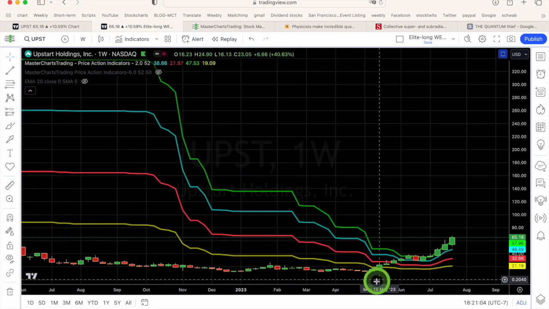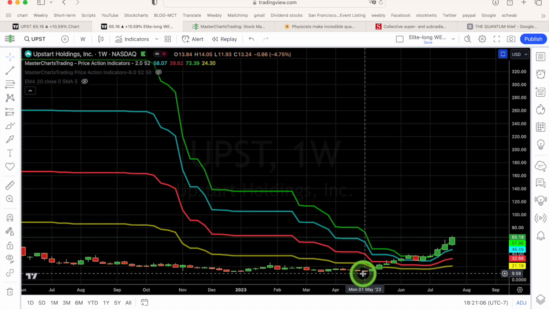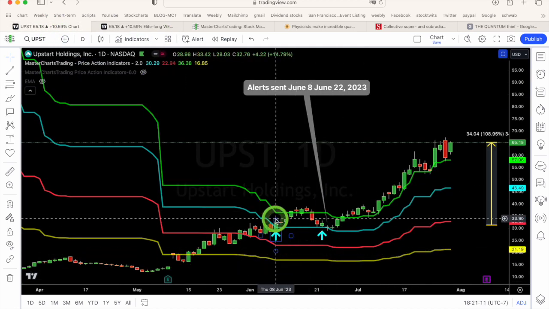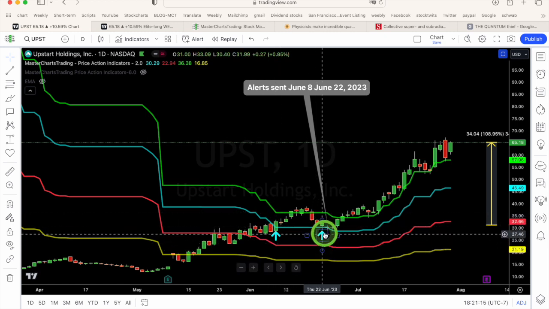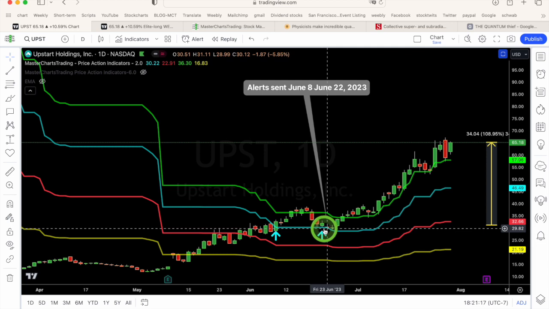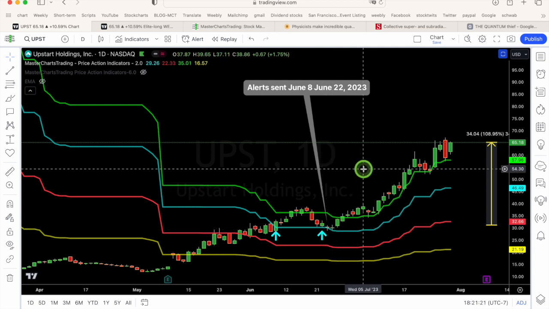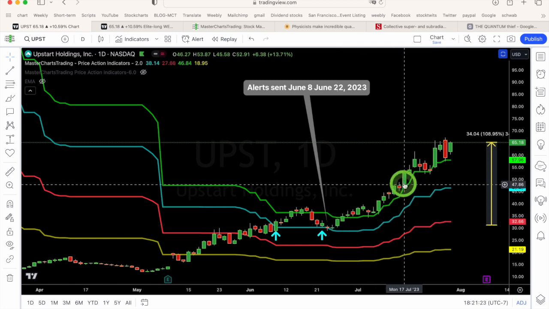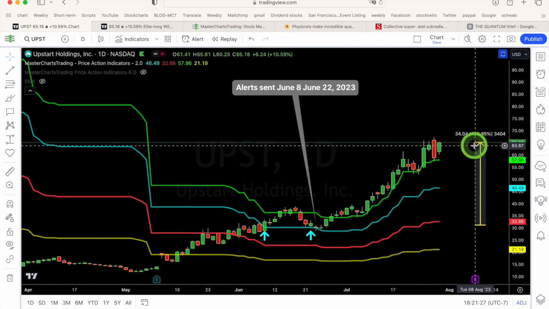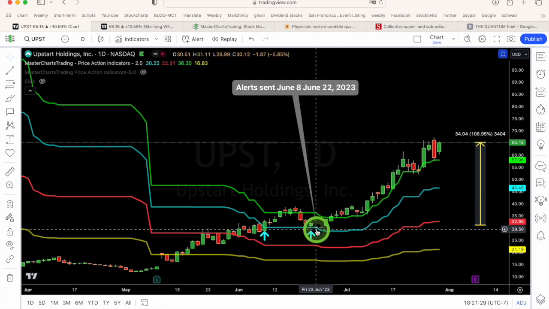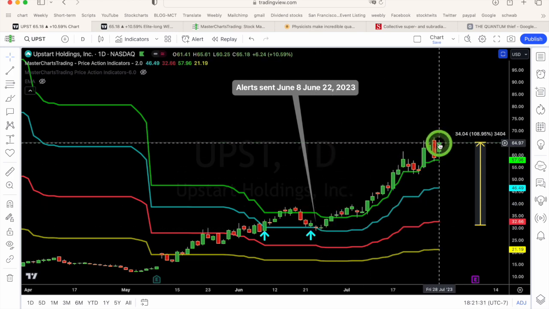There's an all-time low in May of this year, and then it started to move higher and closed above my blue support resistance line on June 8th. And then again, we had an opportunity to buy on June 22nd, 23rd, possibly as late as June 26th, at which point it took off and never looked back. And this is again a 108% move. So it went from $29 to $65.